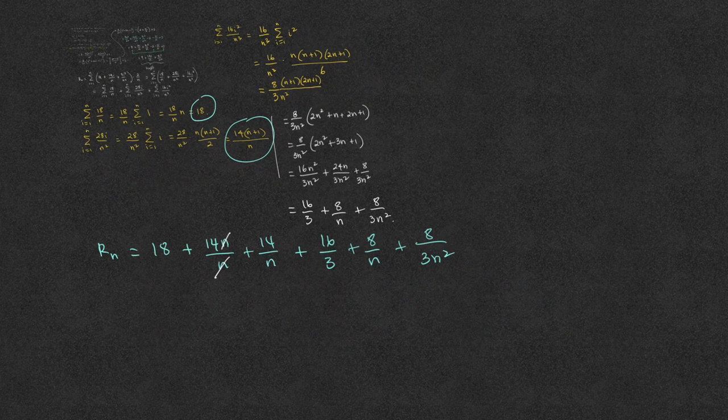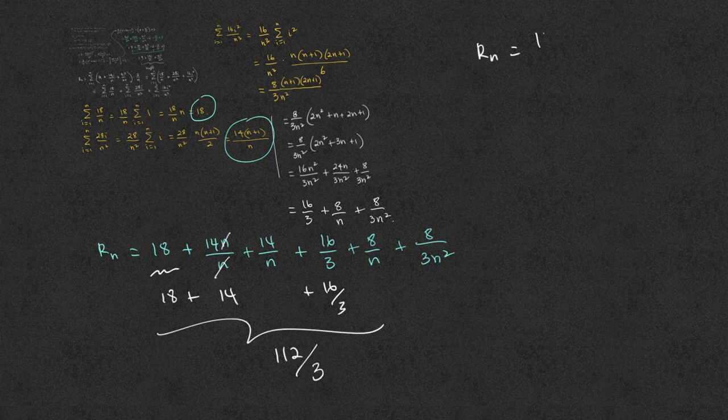There are three constant terms, 18, 14, and 16 over 3. 18 plus 14 plus 16 over 3 is 112 over 3. And so R sub n is 112 over 3 plus 14 over n plus 8 over n is 22 over n plus 8 over 3n squared.